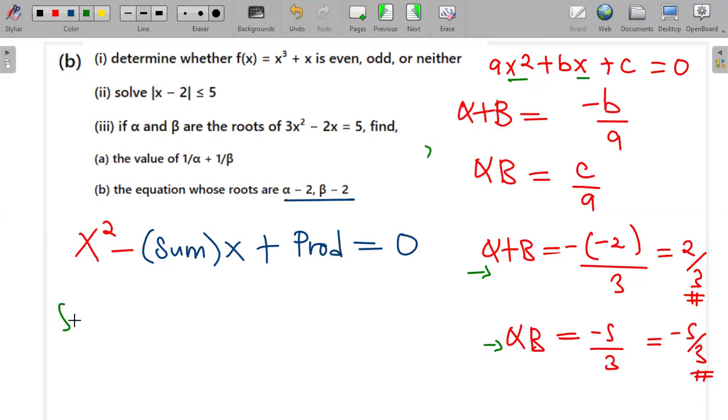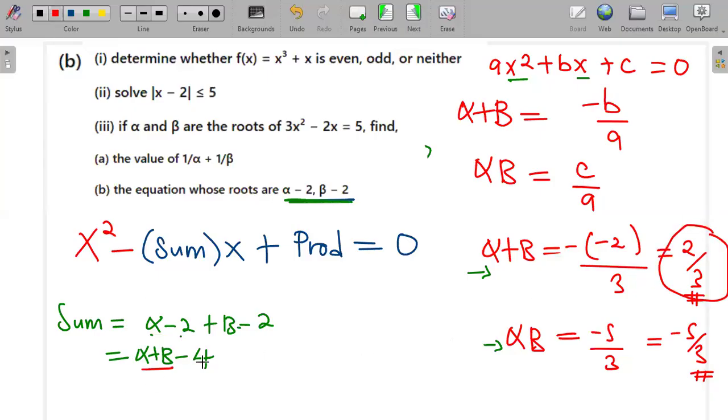So for the sum of the roots that we've been given, we're just going to add these two. So it will be alpha minus 2 plus beta minus 2. So this will just give me alpha plus beta, and then minus 2 minus 2, that will be minus 4. Okay, but we know the value of alpha plus beta.